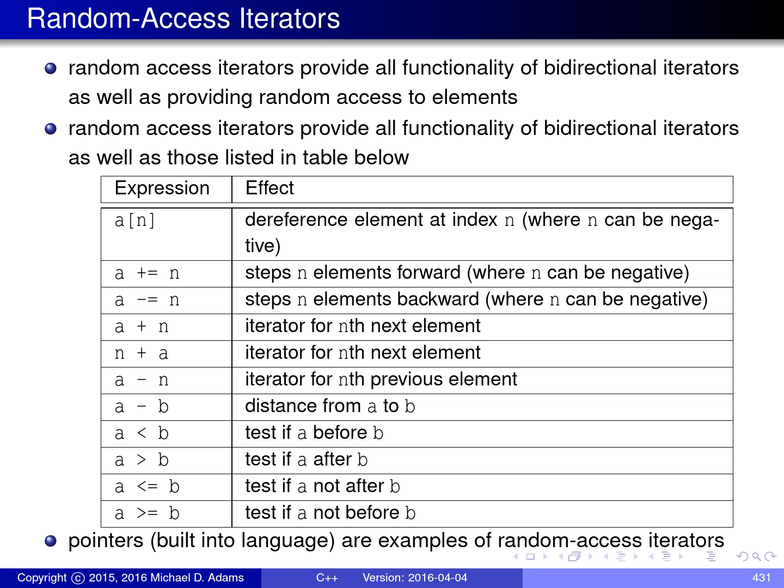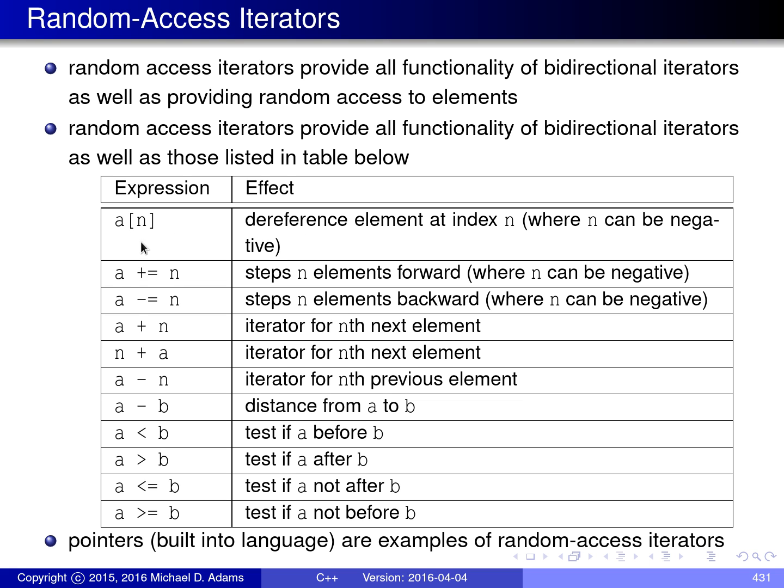This slide summarizes the operations provided by random access iterators. Random access iterators provide all the functionality offered by bidirectional iterators, as well as some additional operations that allow random access to elements. So for example, if we have an iterator A, we can apply the subscripting operator where n is an integral value. What this will do is dereference the element at index n relative to A in iteration order. And n, by the way, can be negative, in which case this will dereference an element which precedes A in iteration order.